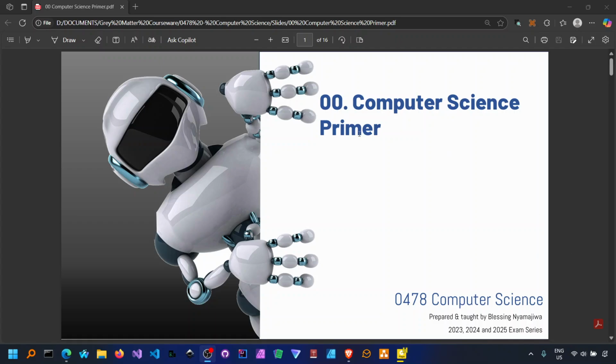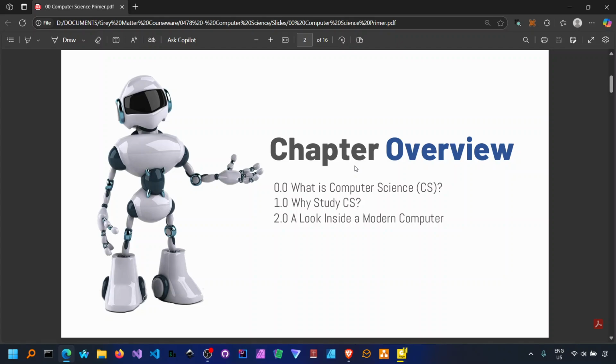Before we actually get started, we first need to look at the fundamentals of computer science as a subject. We'll start with a primer, then we'll pick up from topics 1 through, I believe, topic 10 for the IG series. So let's get right into it. We are going to be looking at what computer science is, why we study CS, as well as the basic components that make up a modern computer system.